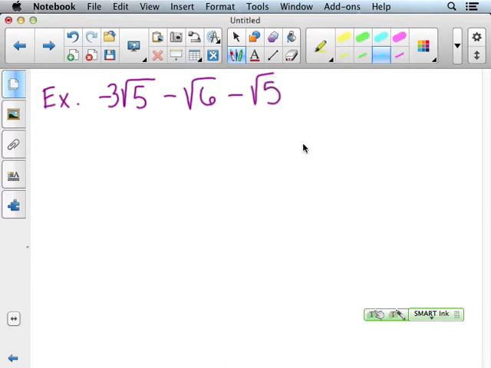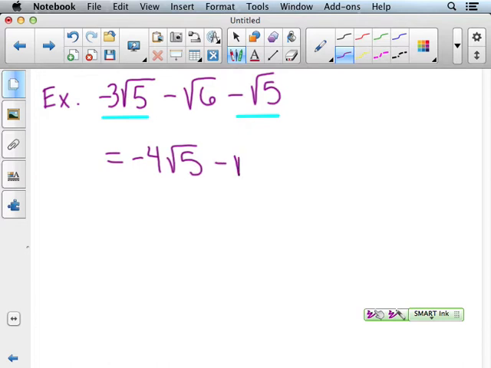The terms that we can combine together are negative 3 square root 5 and negative square root 5. Same radicand, same index. They can be combined together. So we get negative 3 minus 1, negative 4 square root 5, and then minus square root 6. That's your final answer.